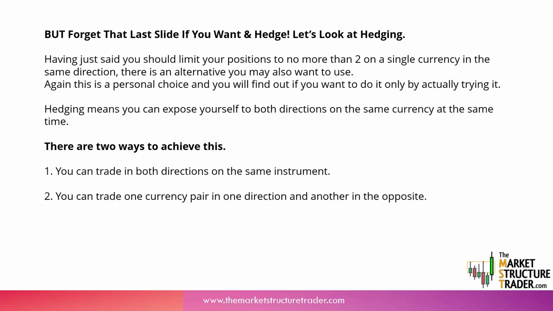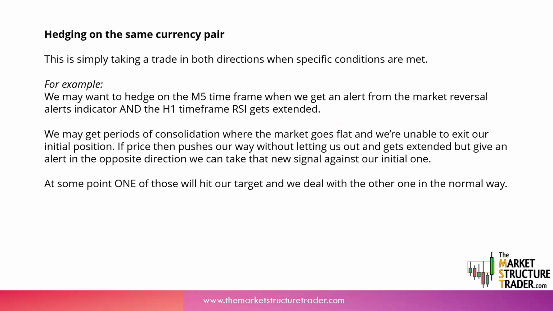So let's have a quick look at both of those in a little bit more detail. So hedging on the same currency pair, this is simply taking a trade in both directions when specific conditions are met. So for example, we may want to hedge on the M5 timeframe when we're going to get an alert from the market reversal alert indicator, whatever your signal indicator is, and the hourly time frame on the RSI is extended. Okay, so this is the multi-time frame analysis that we use. The higher time frame tells us that it's a good time to get in. The lower time frame gives us a signal to enter, right?